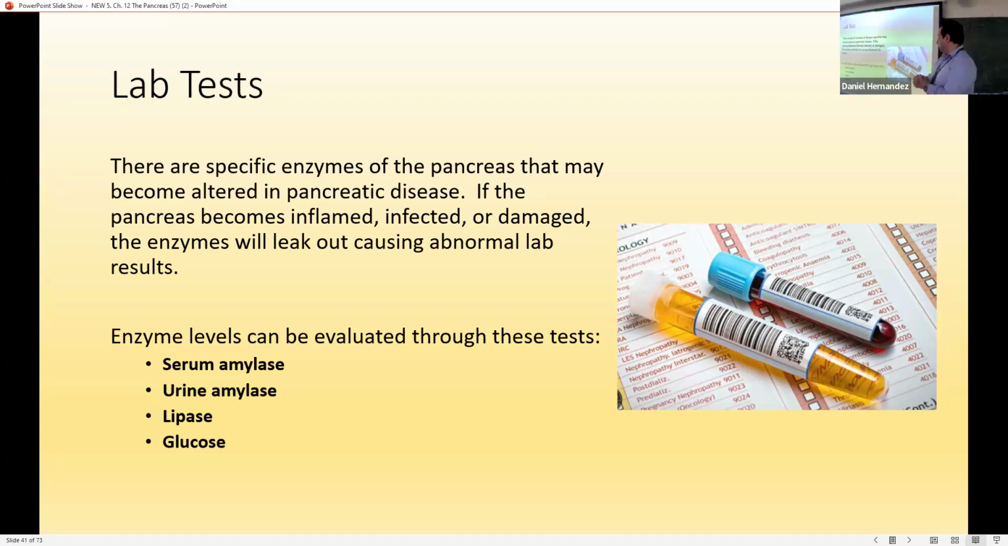So again, part of the workup on these patients. One of the things that we look for, particularly when we talk about the pancreas, are going to be our serum amylase and lipase levels. So it's serum in the blood, our blood amylase levels. We can look at urine amylase levels and look at our glucose levels as well. Are the glucose levels out of whack? The reason for this is that these specific enzymes might be altered in the presence of pancreatic disease. So if the pancreas becomes inflamed through pancreatitis, infected, or damaged, these enzymes potentially leak out, causing abnormal lab values and results.